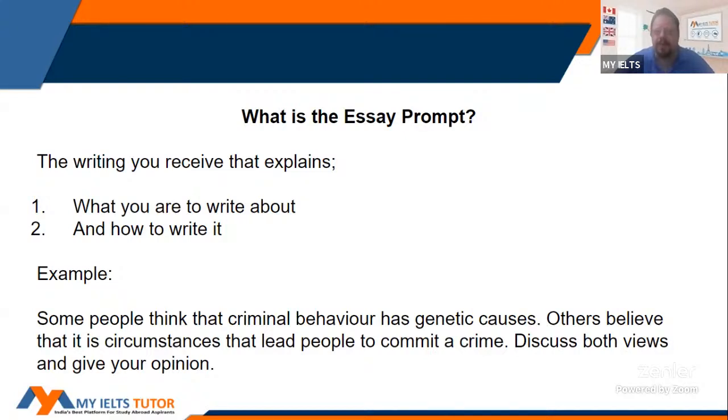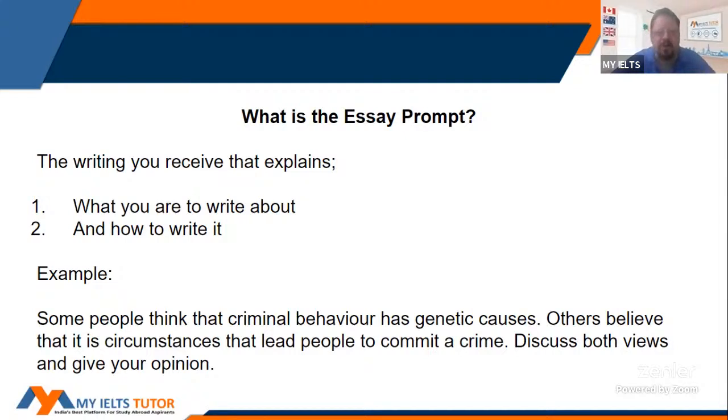So for example, this is the essay prompt I have here. Some people think that criminal behavior has genetic causes. Others believe that it is circumstances that lead people to commit a crime. Discuss both views and give your opinion. So what is there to understand about that? What do we need to pull out of all of that to understand it better? There are several things that we need to consider about the essay prompt. So are we ready? I think we're ready.